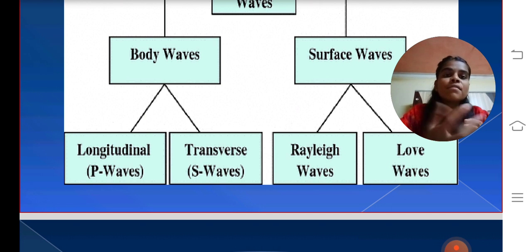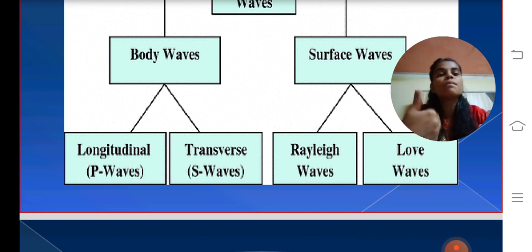Body waves are again classified into two categories, that is the longitudinal waves, which are also known as P waves or primary waves. Second is the transverse waves, known as the secondary waves or shear waves. In the longitudinal waves, the wave propagates in the direction which is parallel to the wave's travel direction. And in transverse it is opposite, that is the wave propagates in the direction which is perpendicular to it.